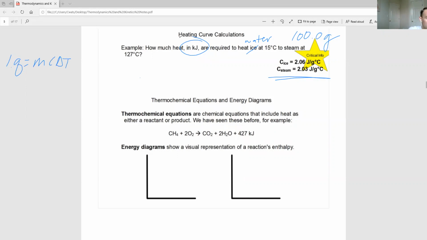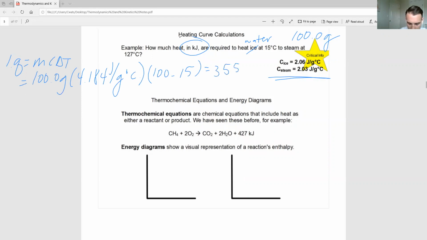And so we're going to do our 100 grams times 4.184 joules over grams degrees Celsius times, we're going from 15 to 100. So we do 100 minus 15. And that will give us, when we put it in our calculator, 35564 joules. I'm going to convert those into kilojoules and put it into the correct number of sig figs, which will be 3.6 kilojoules. So that's step one.